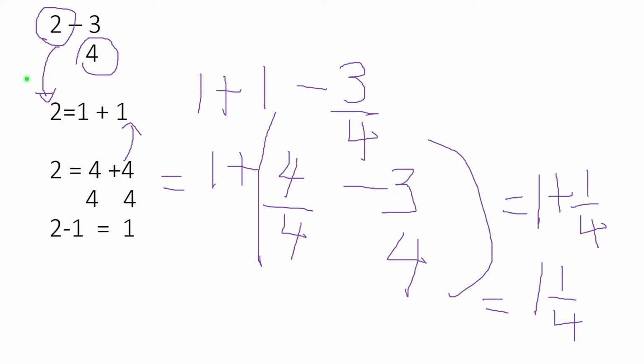Our second example is a whole number and a proper fraction. In this case, again, consider the denominator, which is 4. Now, 2 is the same as 1 plus 1. So we will substitute one of the ones with a fraction, in this case, 4 over 4. So our question will read 1 plus 4 over 4 minus 3 over 4. And what will our answer be? 1 plus 1 over 4, which is equal to 1 and 1 over 4, or 1 and a quarter.